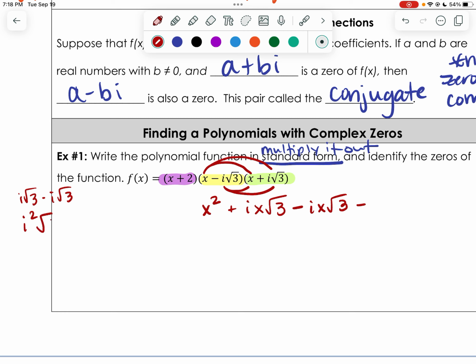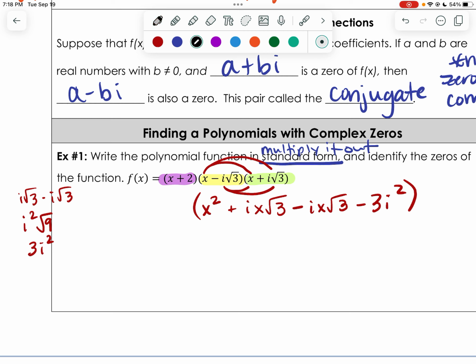And then root 3 times root 3 would be root 9. Well, the square root of 9 is 3. So this becomes 3i squared. Okay, that's just that first part. Now, if we simplify that first before multiplying the last part, let's do that.